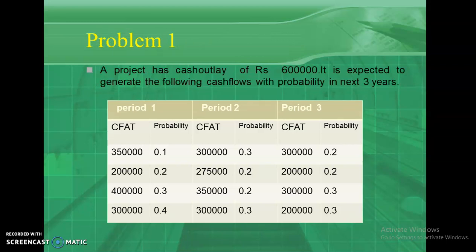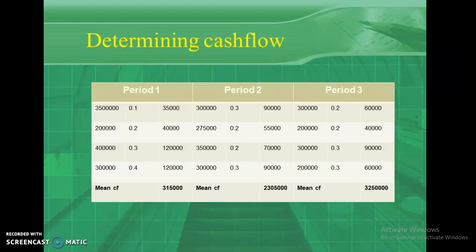Let's look into the problem. A project has a cash outlay of rupees 6 lakh. It is expected to generate the following cash inflows with probability in the next 3 years. So 3 periods are given. Let's look into that: cash flow after tax and probability for the first period, the second period, and the third period. So this will be given and you want to measure the risk of the investment.